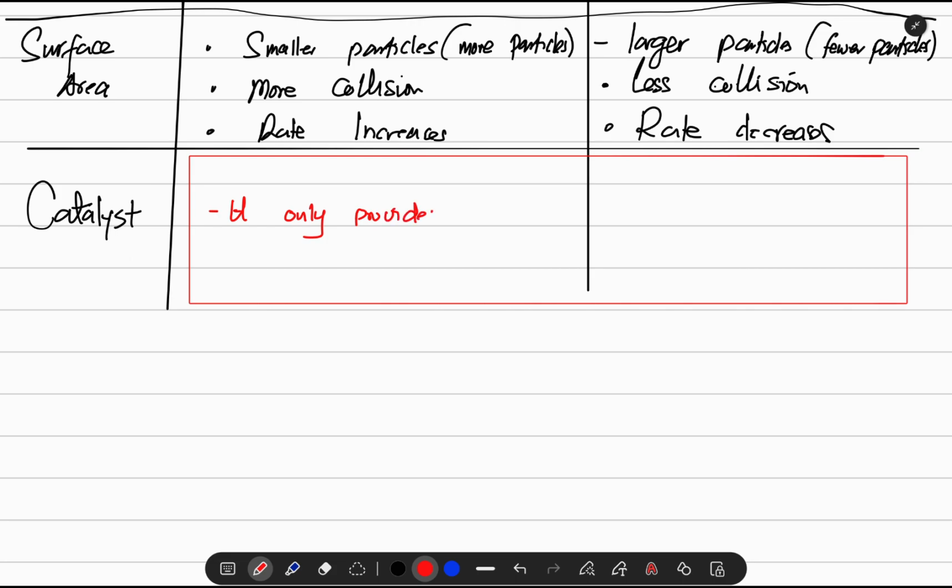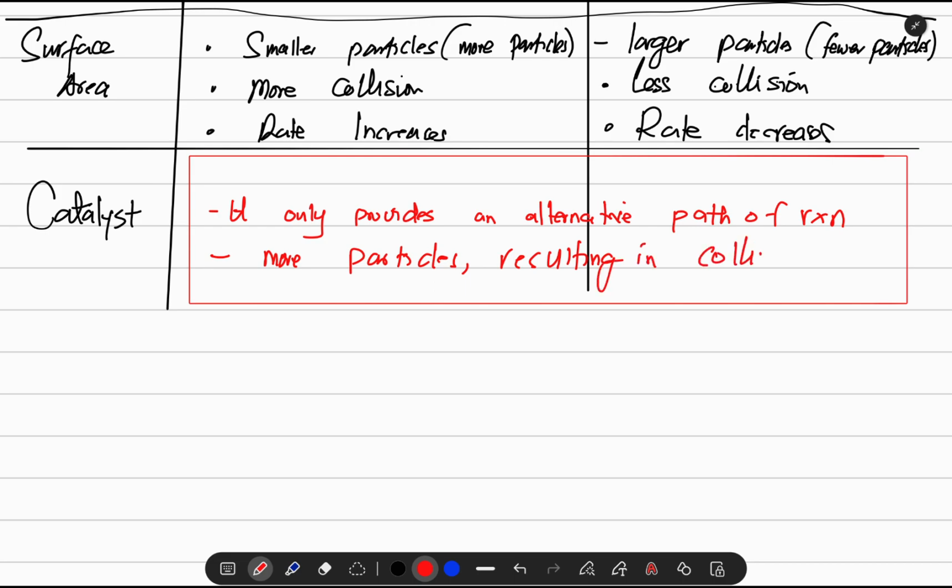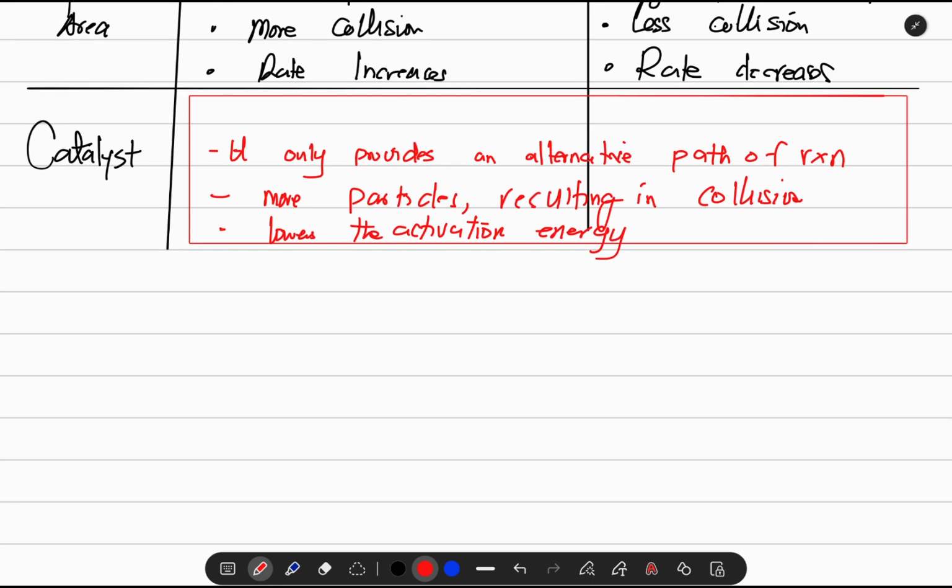provides, right, an alternative path of reaction. Because of this, more particles, resulting in more collision. Right? It lowers the activation energy. What is the activation energy? It is the energy required for a chemical reaction to start.